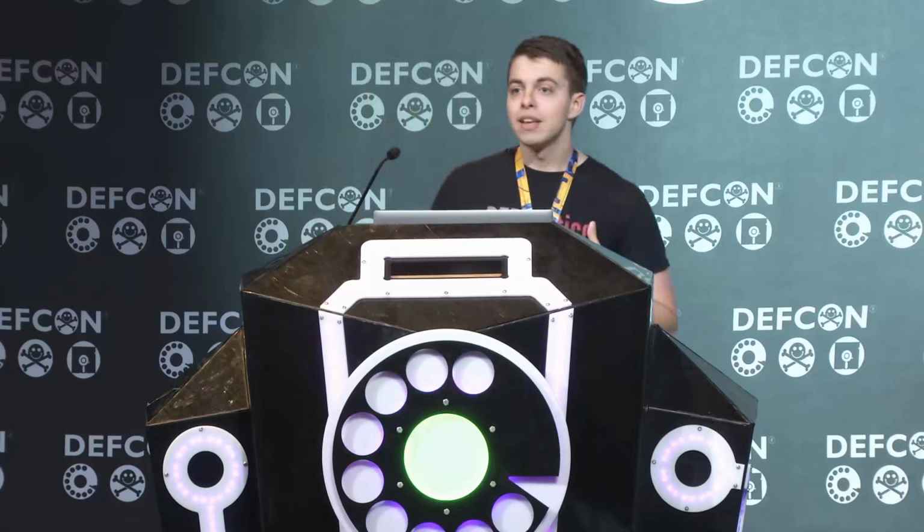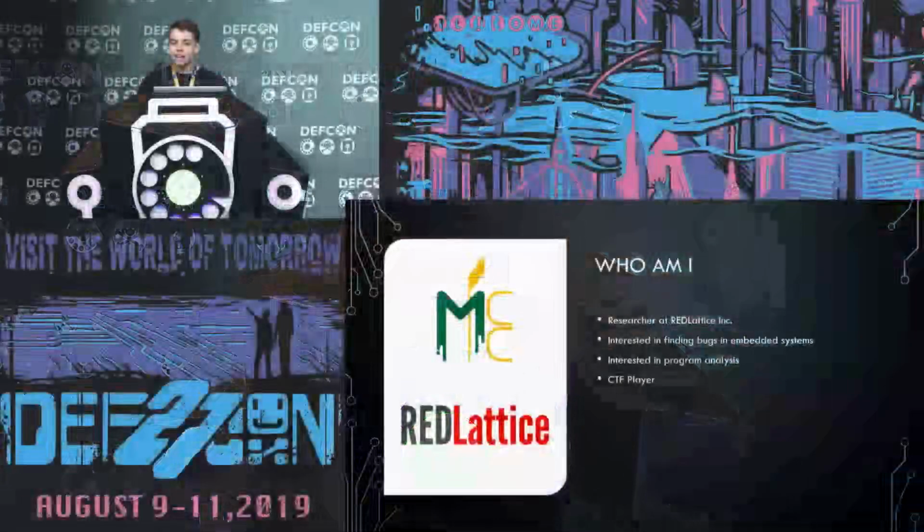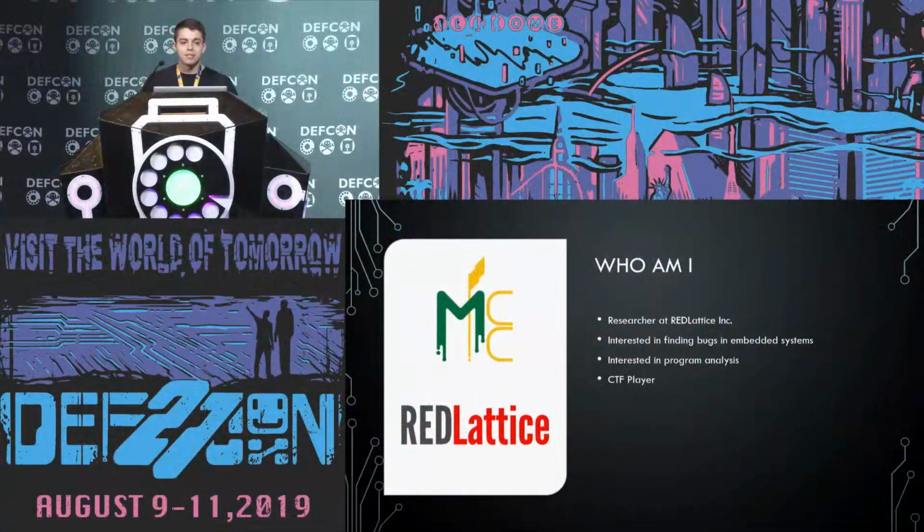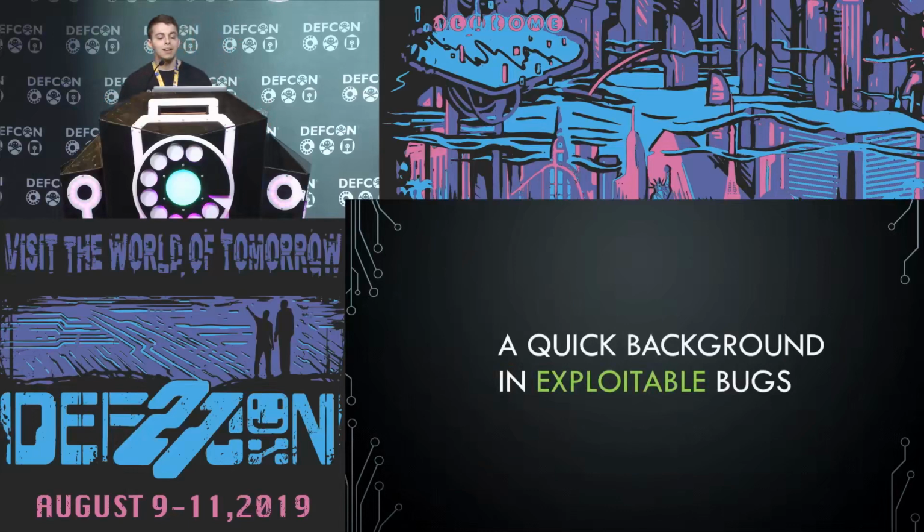So my name is Christopher Roberts. I'm a researcher and engineer at Red Lattice. I am a CTF player in George Mason's competitive cyber club. And in general, I'm pretty interested in finding bugs. I like learning about program analysis frameworks, and I like trying to stitch the two together whenever I get the chance. And so for this talk, we're going to talk a little bit about exploitable bugs.